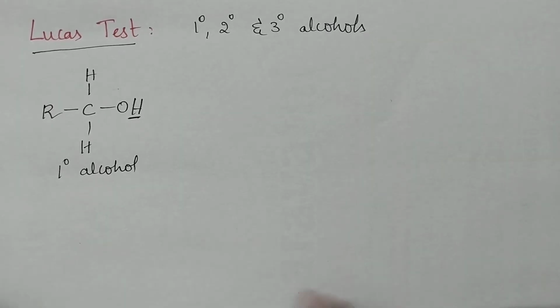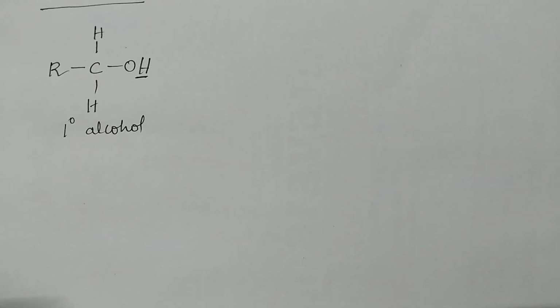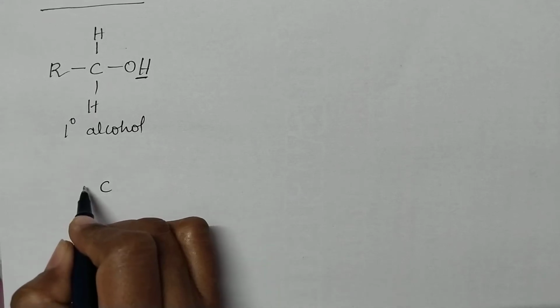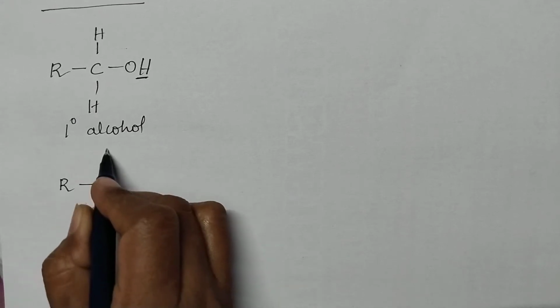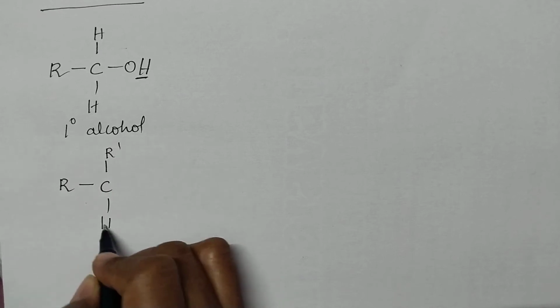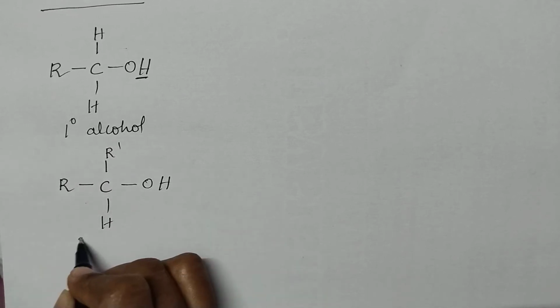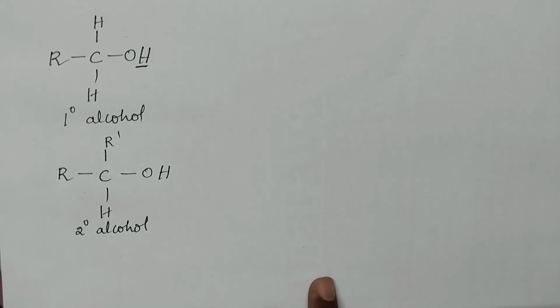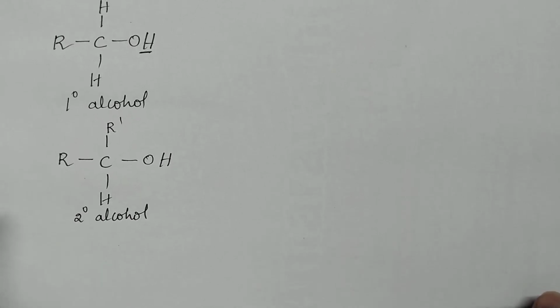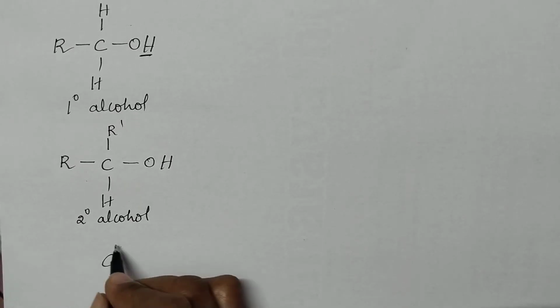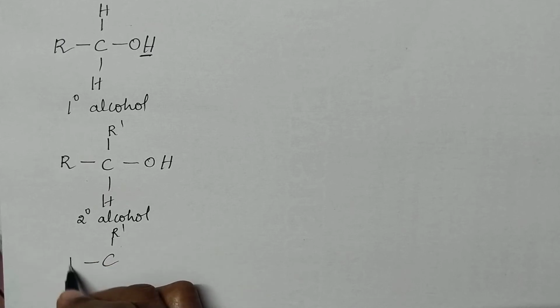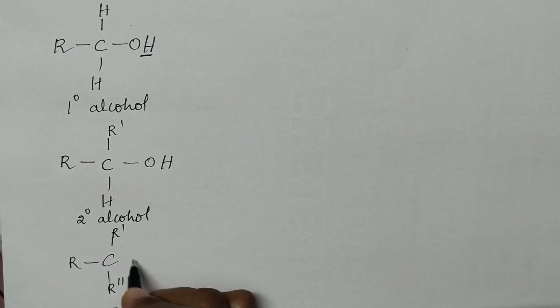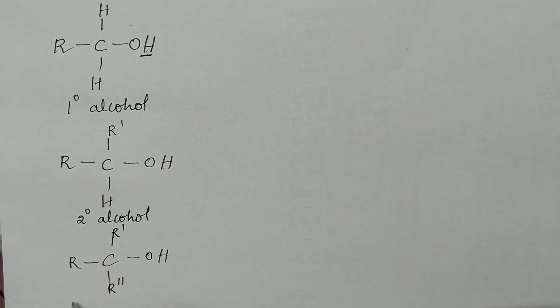And coming to the secondary alcohol, secondary carbon means whenever a carbon atom is attached to two other carbon atoms, then it will be called a secondary carbon atom, and the alcohol is called a secondary alcohol. And in a similar way, whenever the carbon atom is attached to 3 other carbon atoms, it can be called a tertiary carbon atom, and the corresponding alcohol is called a tertiary alcohol.